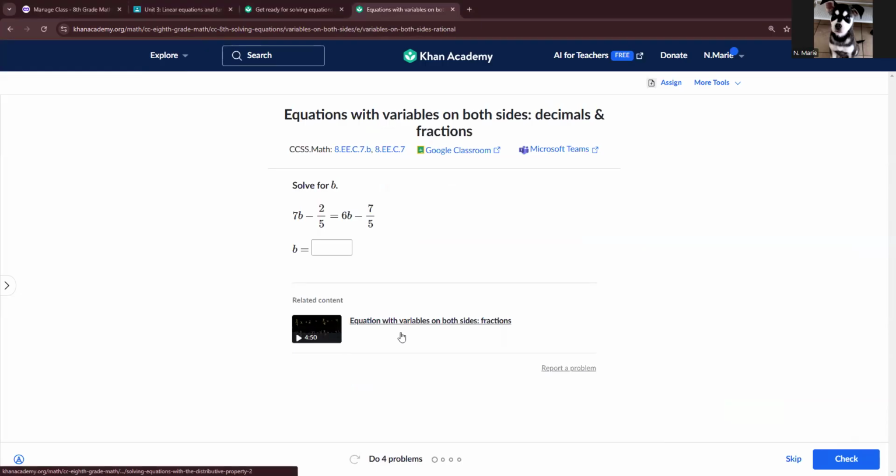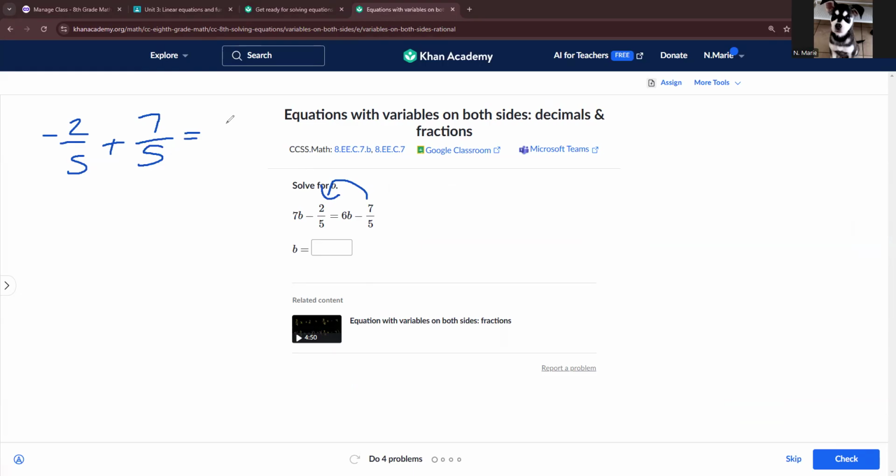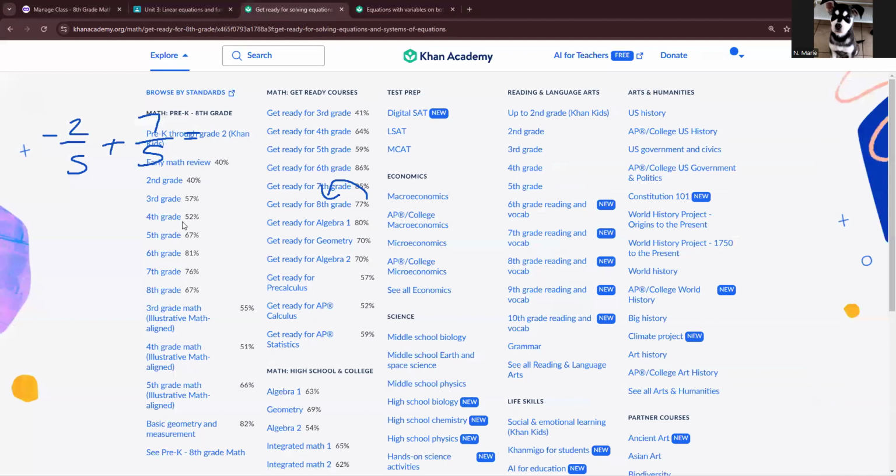But once again, if you do not know how to add fractions by hand, so let's see, for this one, I'm going to add 7/5 to the other side, right? So if you do not know how to do negative 2/5 plus 7/5, or even if these had different denominators, if you don't know how to do those by hand or with a calculator, then you need to first review fractions on its own. And lots of students don't know how to do fractions. I recommend you go through 5th grade math and practice them.